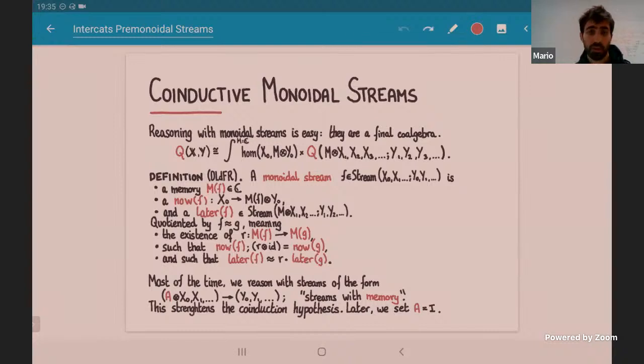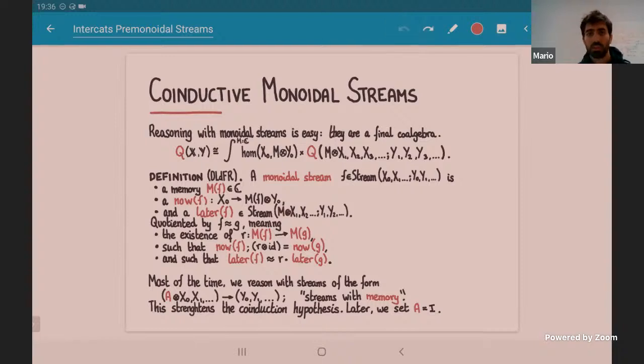So we were saying that they are a final coalgebra. They are a final coalgebra because they are a final fixed point of this equation. So now we can give this coinductive definition of monoidal stream and say a monoidal stream from x0, x1 to y0, y1 is going to be a triple of things. It's going to be a memory, this is the first memory of the first step. Then it's going to be a now step that goes from x0 to the memory and y0. So it needs to decide which things save into memory, which things go to y0. And then a later part, which is another stream that now takes the memory and the later inputs to the outputs.